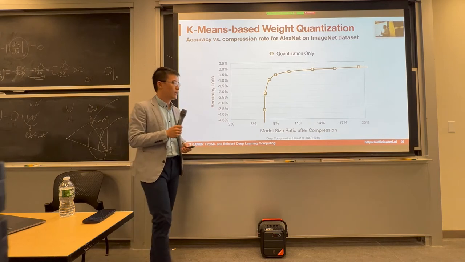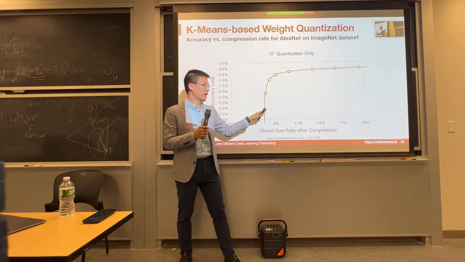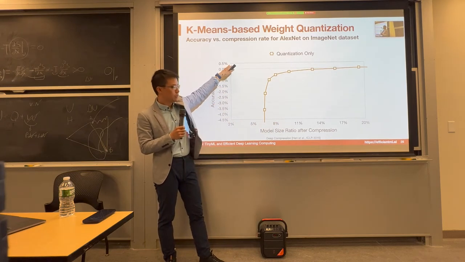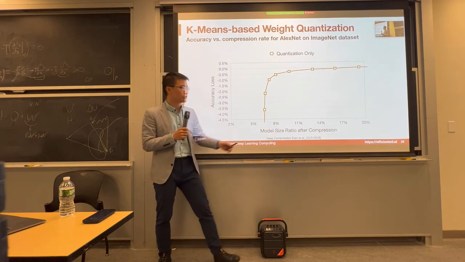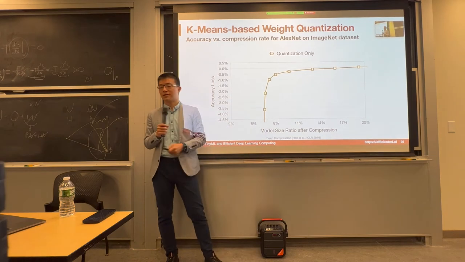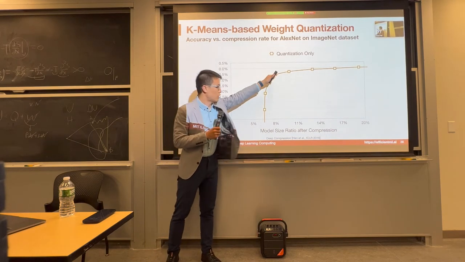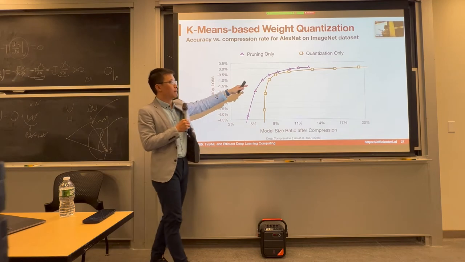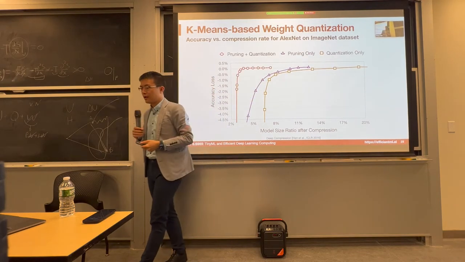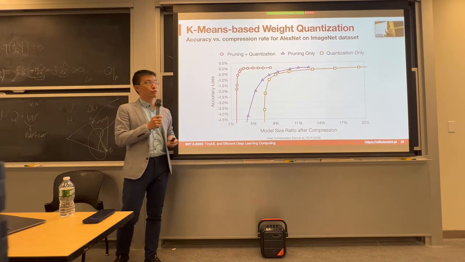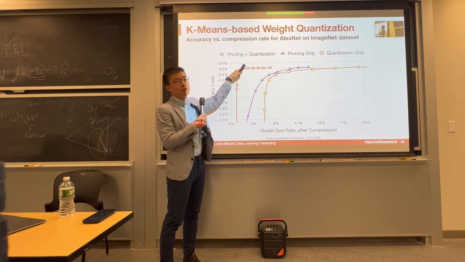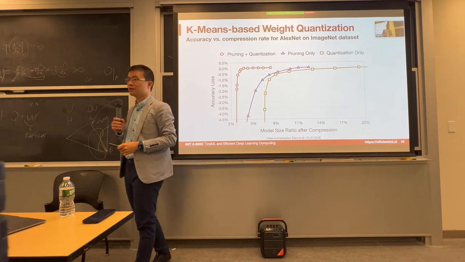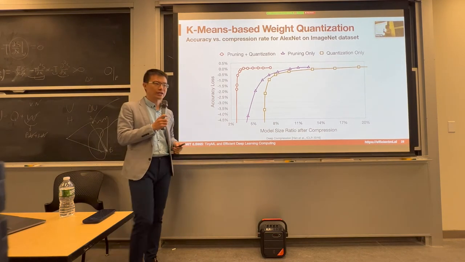And let's see how the accuracy goes. We have a fewer number of weights. This is the loss of accuracy. This is the size ratio after compression, from 100% all the way to here at 8%. With quantization, the accuracy is going to drop roughly 12%. Pruning only is going to drop in a similar manner. And the best way is to combine pruning and quantization together. If we do pruning and then quantization, we can make it roughly three times smaller than the original size. So here, let's brainstorm a little bit.